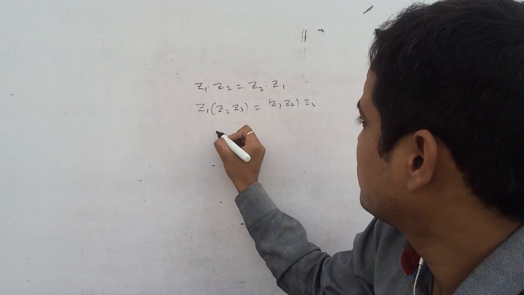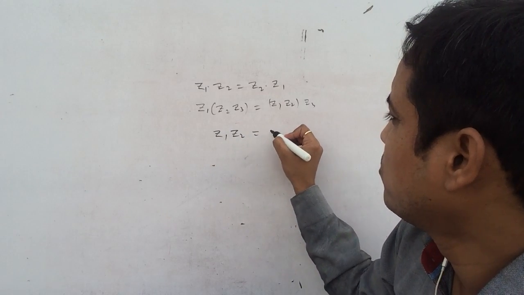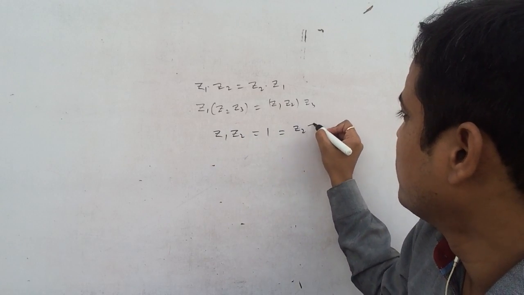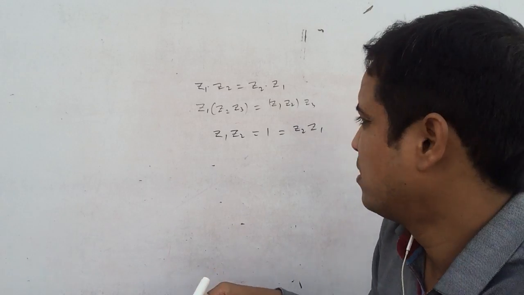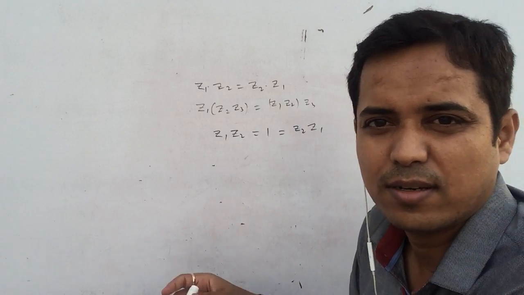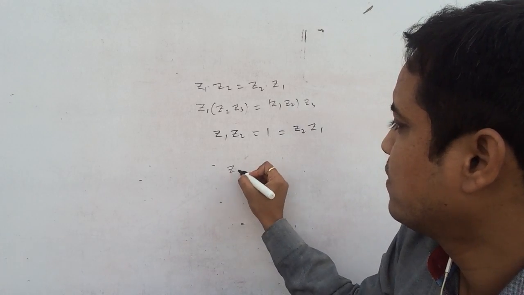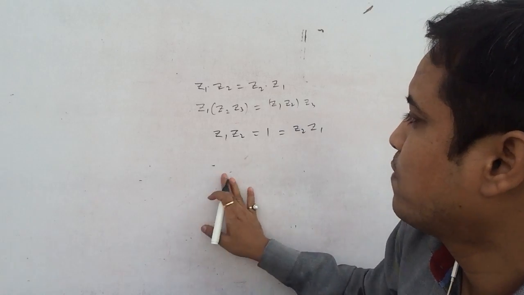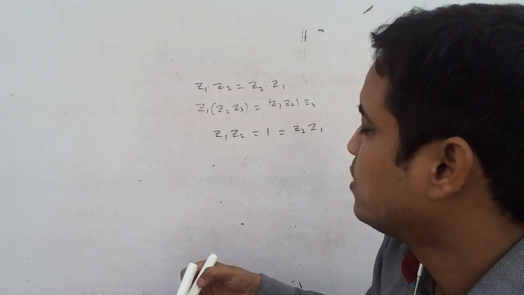What about the inverse? Z1 into Z2 equals 1 equals Z2 into Z1, so you can say that Z1 and Z2 are multiplicative inverses of each other. So the multiplicative inverse of Z1 is 1 by Z2, or the multiplicative inverse of Z2 is 1 by Z1.